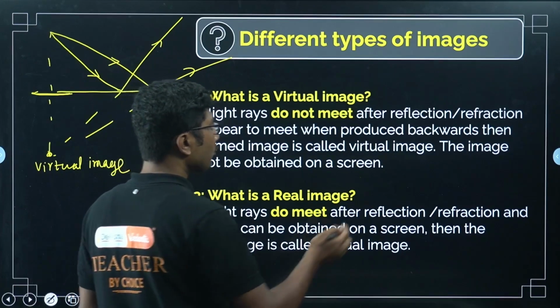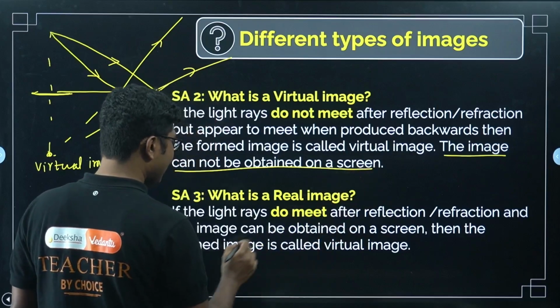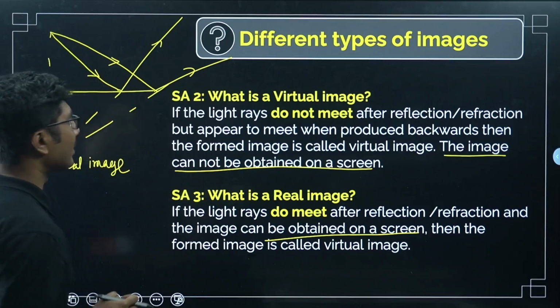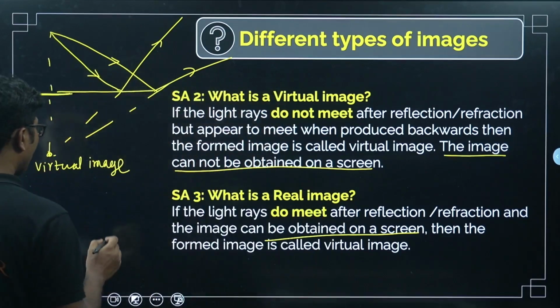So in case of virtual image, the image cannot be obtained on a screen, whereas for real image it can be obtained on a screen. So that is the basic difference also. If they ask you what is the difference between virtual image and real image, you are good for that. So what is a real image?